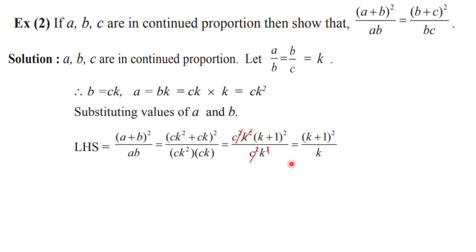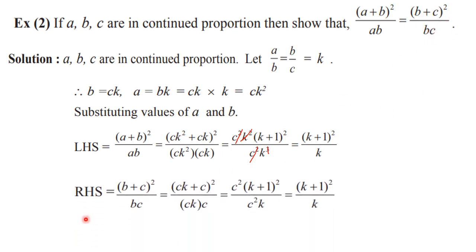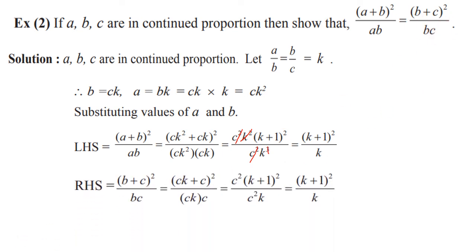Similarly, let us solve the RHS. Now take RHS. So RHS is equal to (B plus C) the whole square. All the similar steps are done. B is replaced by CK. C is written as it is, at both the places. So here also C is taken out common and it is written as C square. And then here we have (K plus 1) the whole square, and in the denominator C into C is C square into K. Again we can cancel the C square and C square, and see, the answer we got is (K plus 1) the whole square upon K.